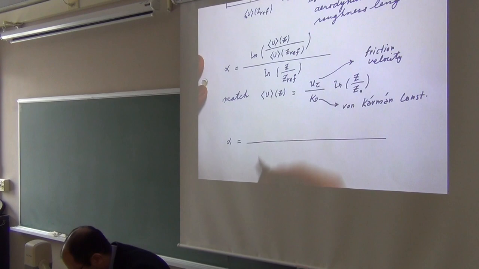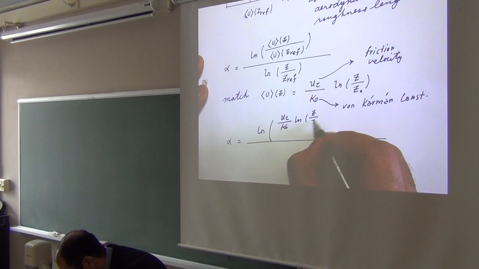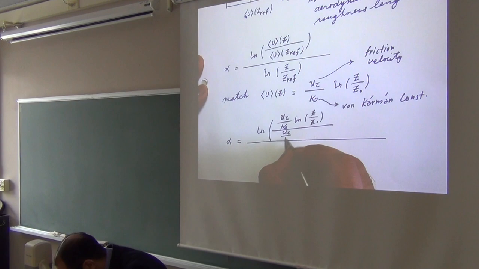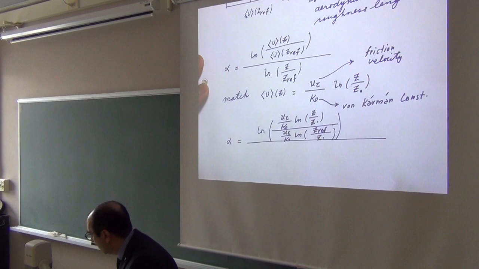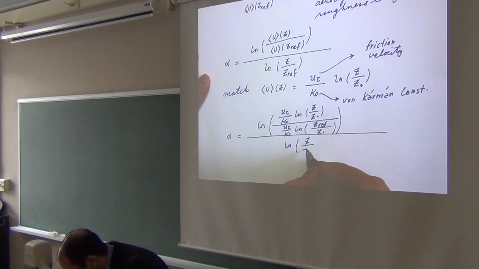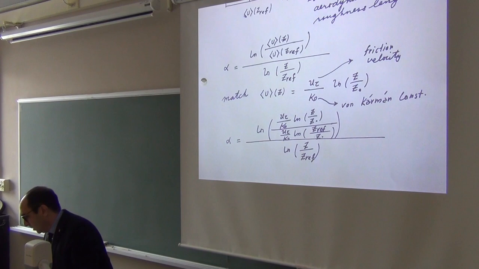So on top, I get u_tau over kappa ln, so what was it now? One over u_tau kappa ln of z over z_ref, or is it not? All in a large bracket on the bottom. I don't do anything because I only have ln of z. So this is the expression I was asked to arrive at, and now it's time to simplify this using L'Hopital's rule.